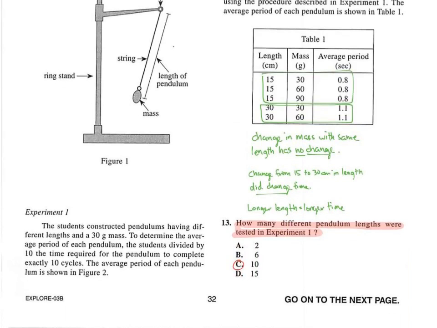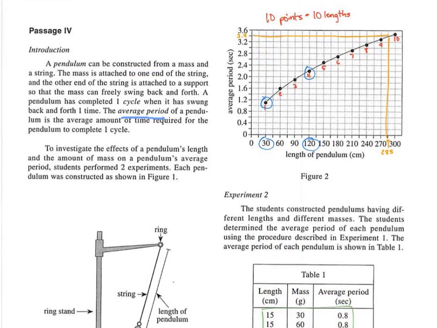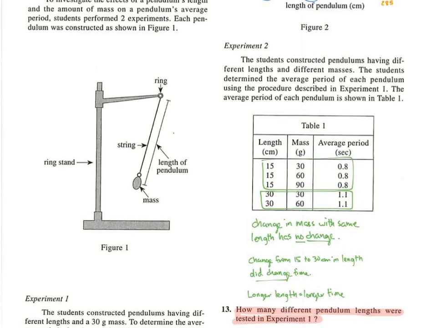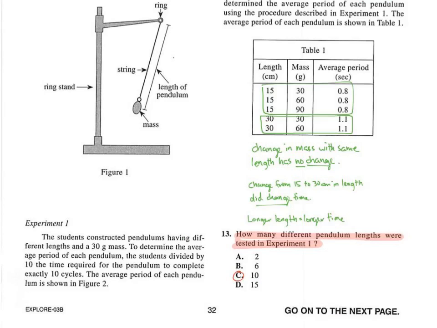In the first experiment, they had pendulums of different lengths with the same 30-gram mass, and they determined the average period based on 10 cycles. They recorded that in this graph right here in figure 2. In experiment 2, they had pendulums with different lengths and different masses. So in experiment 2, they were not only changing the length, but also changing the mass to see if that affected the average period of the pendulum.